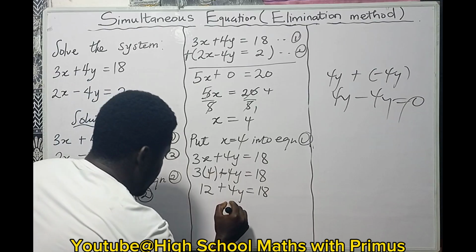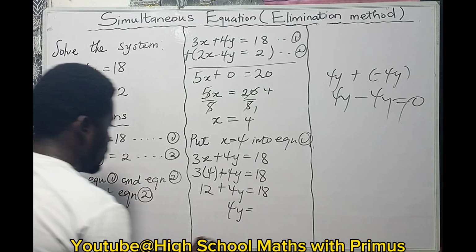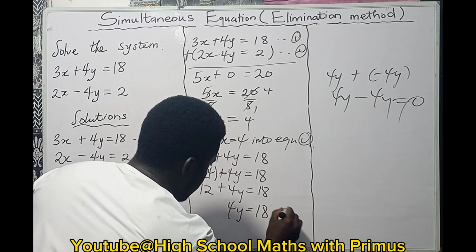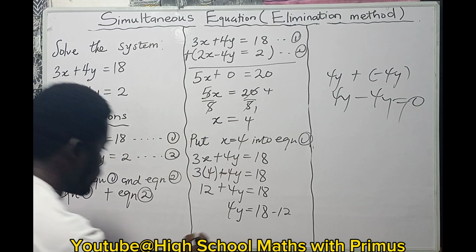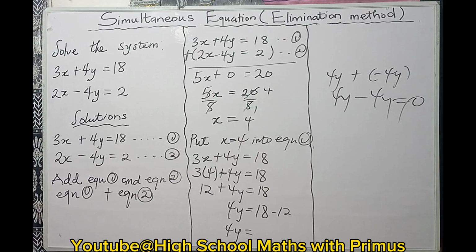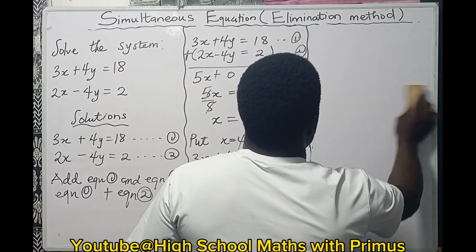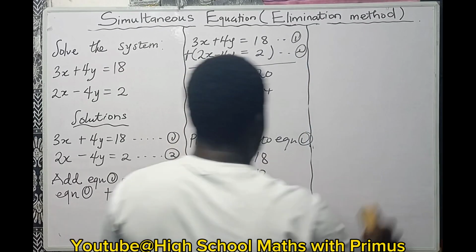So now we have 4y. We subtract 12 from both sides, and then we have 18 minus 12 on that side. This results in 4y is equal to 18 minus 12, which is 6. We have our 4y equal to 6 over here. I just wanted to repeat it so you see it clearly. Now we are looking for the value of y, so we divide both sides by 4.